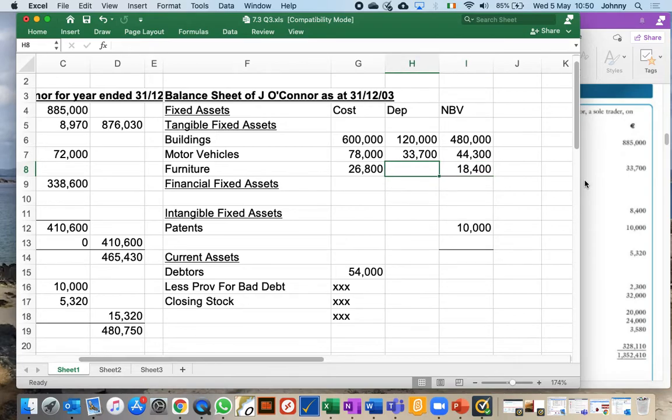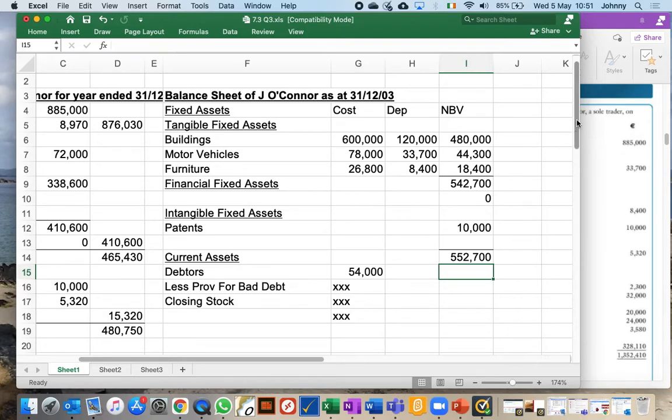Furniture, I was given the cost, I was given the net book value, so I need to work out my depreciation. So depreciation is going to be the cost minus my net book value. So I have no financial fixed assets, so that would be an investment of some kind, so that's going to be zero. So I'm adding my three fixed assets. So I have all of the fixed assets, the tangible fixed assets, add them together, plus the financial, plus the intangible fixed assets, so I'll add all of those three together so far. So now I have all of my fixed assets added together. Are we okay so far?